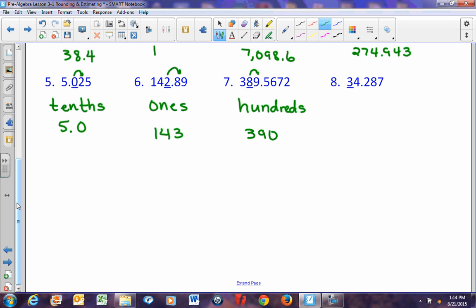And last but not least, 34 and 287 thousandths. The 3 is in the tens place. Which means the other one was in the tens place too, wasn't it? This is the hundreds place, this is the tens place. Tens place versus tenths. So it's still THS versus NS or DS. Okay, tens position. If we go to the right, it is not 5 or greater, so this is 30.